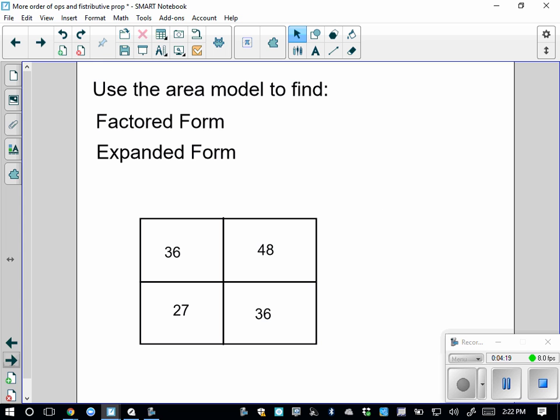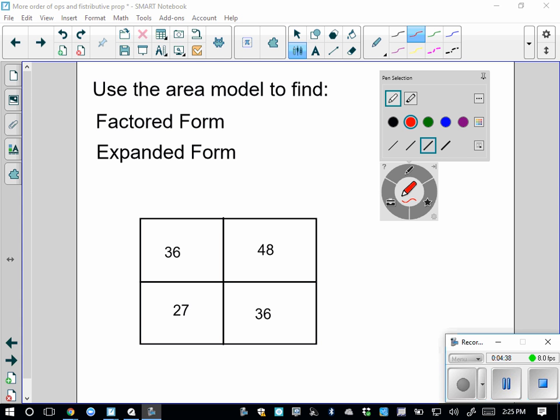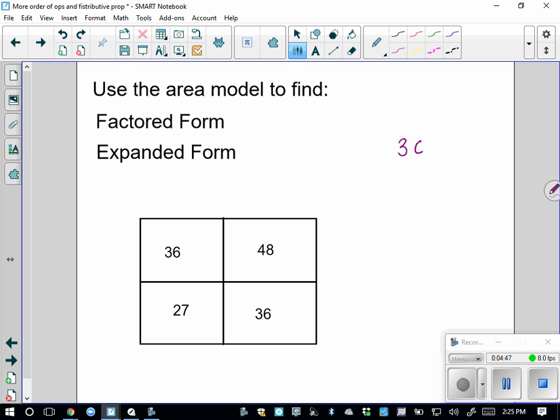Take a minute. Okay. What did you do first, Mark? Did you work with the top row or the bottom row? Okay, so with the 36 and the 48? Yeah. Uh-huh. So 36 and 48, what's the greatest common factor?